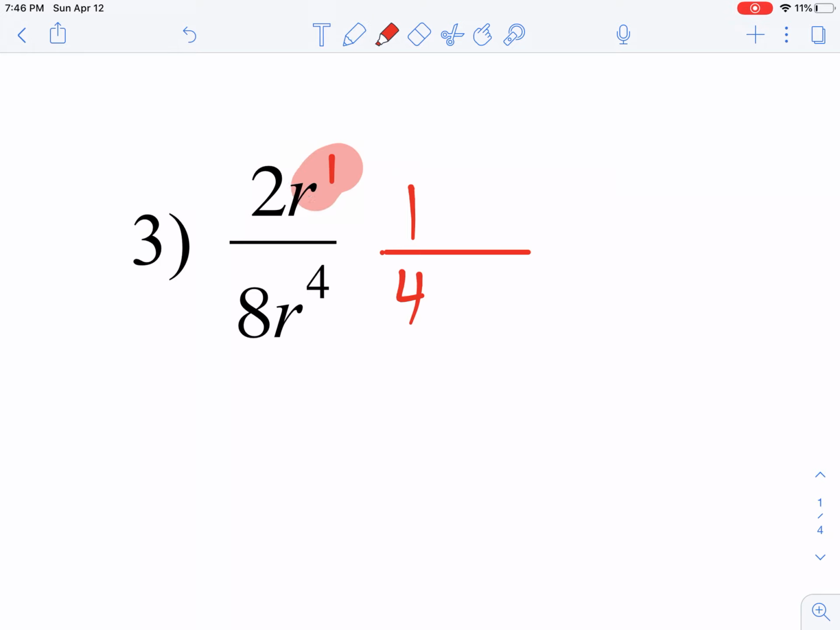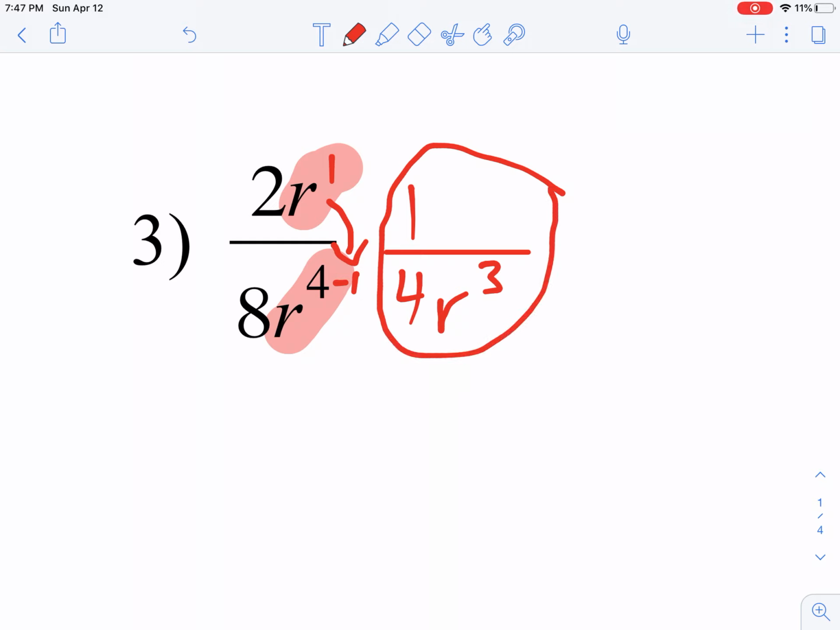You're always going to take the base with the smallest exponent and subtract it from the base that has the bigger exponent. So we're going to move r to the first down here, and we're just going to subtract the exponent. So r is going to stay on the bottom, and then 4 minus 1 is 3. So we end up with 1 over 4 r to the third. And that's what you're going to do every single time.